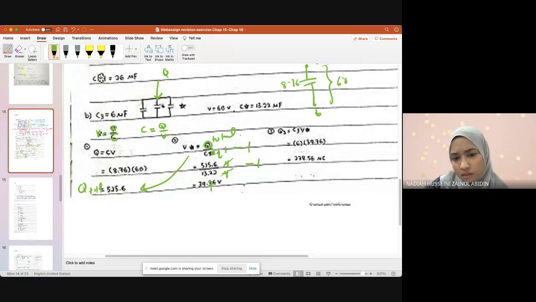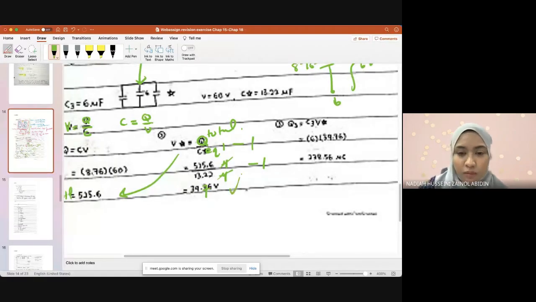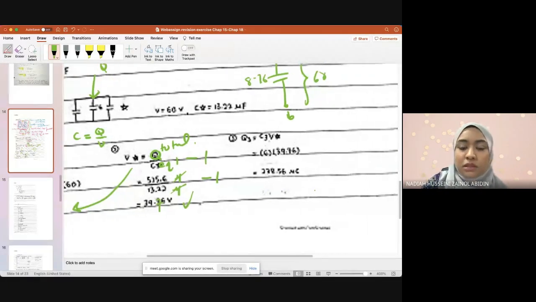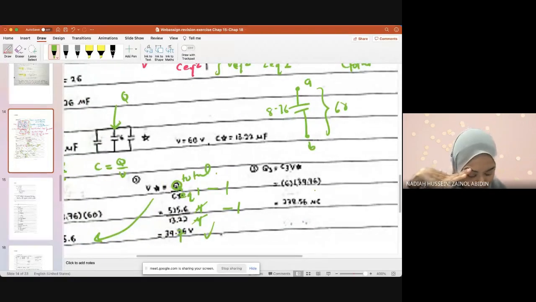39.76 is her answer if I'm seeing this correctly. So this is also correct. So equation, substitution, and final answer with units. That is how you should answer always. So that is the V for the top part.